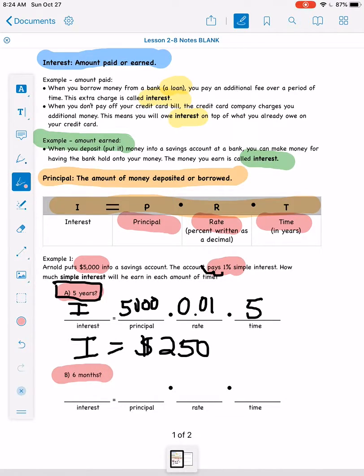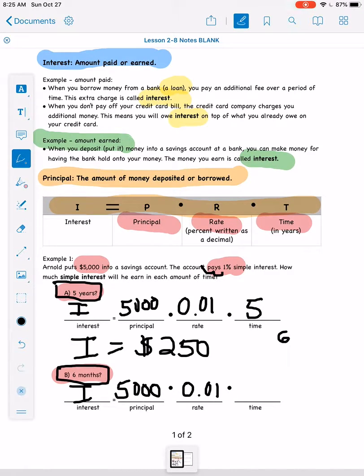So now we want to do a calculation based on 6 months. Let's think about what we would need to do to change our calculation here. We're still trying to determine what our interest is. Our principal amount has not changed. We are still putting $5,000 into a savings account. We know our interest rate remains the same, so it's going to be 0.01, but our amount of time is changing. We have our 6 months here instead of our 5 years. So how is that going to change our calculation?